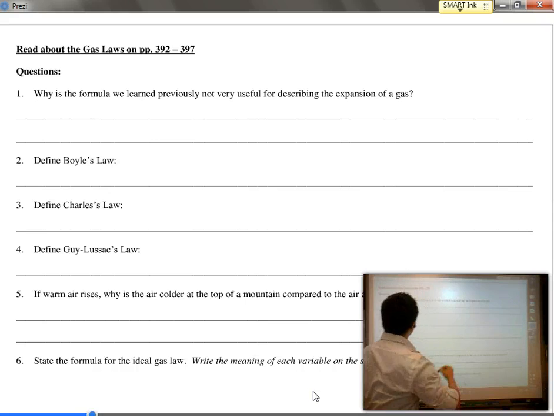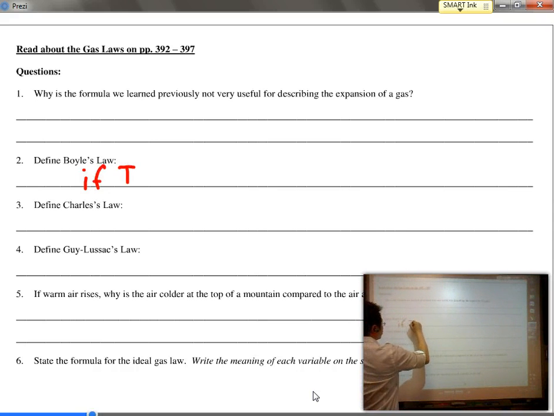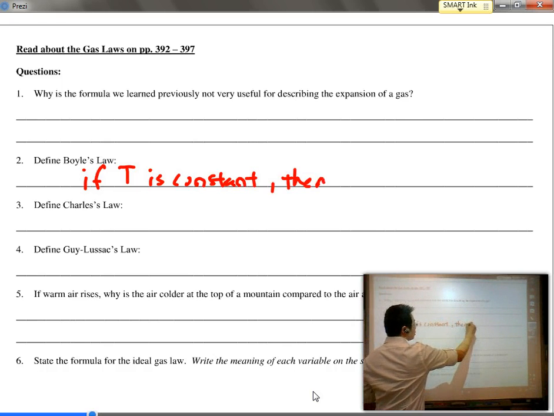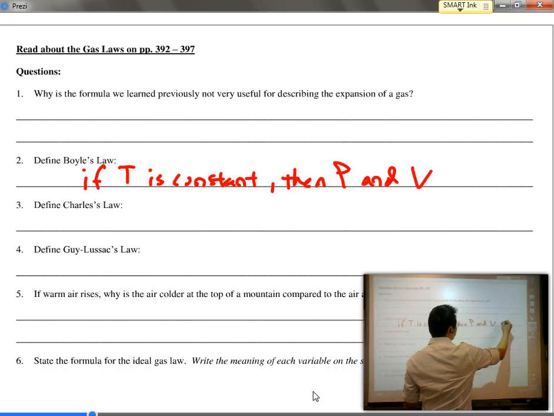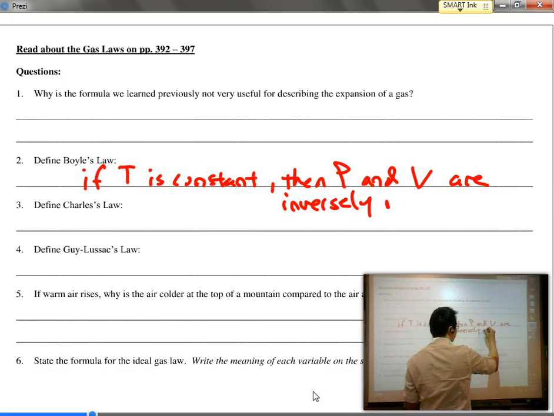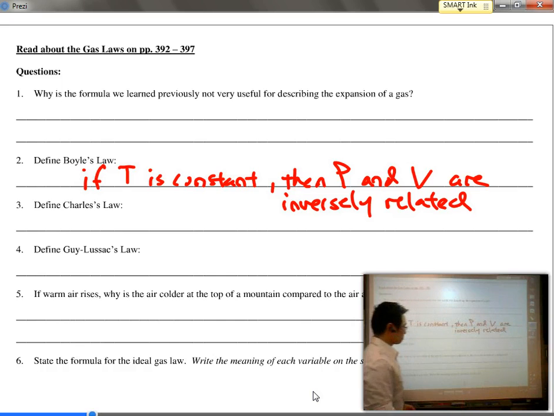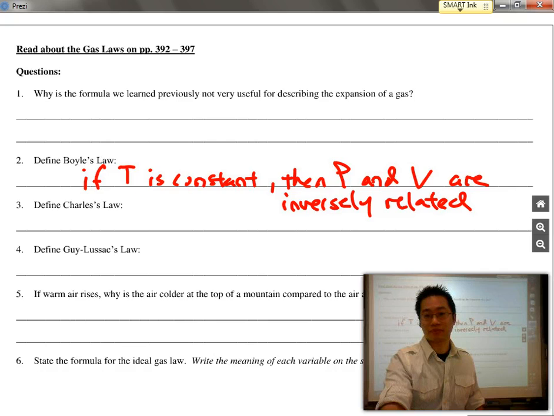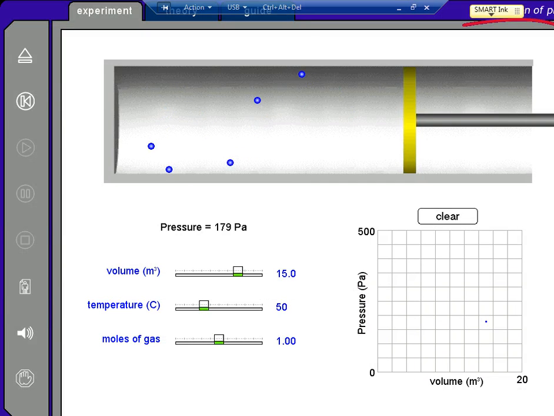Boyle's Law states that if temperature is constant, then pressure and volume are inversely related to each other. And let's take a quick look at an example of that in this part right over here. Okay, so over here we have gas molecules in a container with a movable piston.